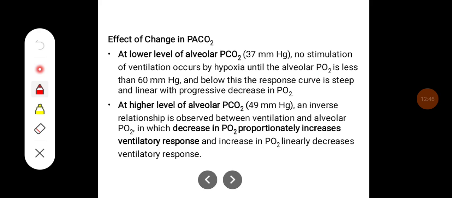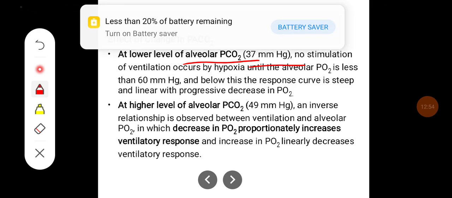Effect of change in the alveolar PCO2 at a lower level of alveolar carbon dioxide, that is 37 mm Hg.